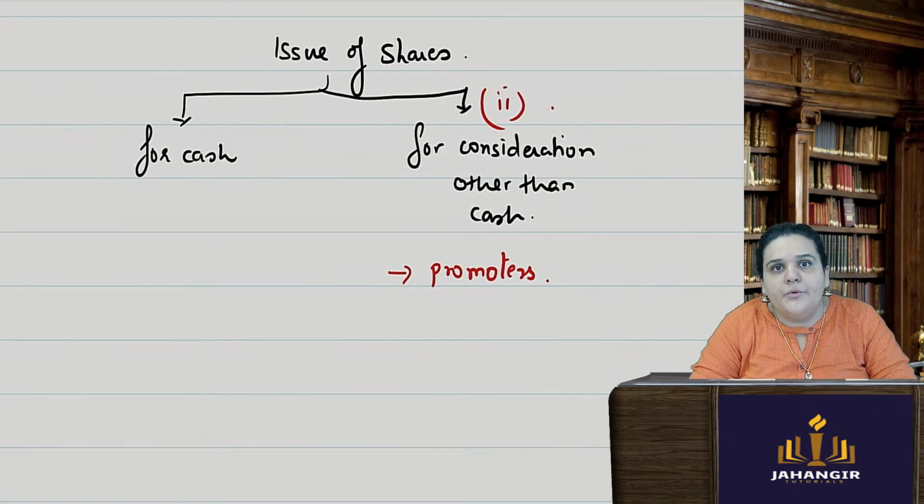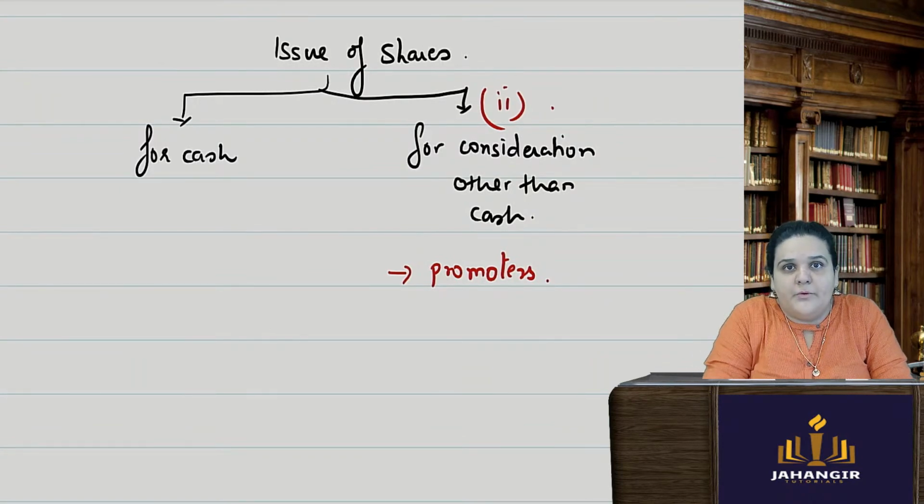So in order to give them, it is rewarded to them. It is given to the promoters not for free, but obviously for all the work which they have done. Instead of paying them, we make them the owners of the company by giving them the shares. So companies sometimes issue shares to the promoters. Okay, so that can be one way.